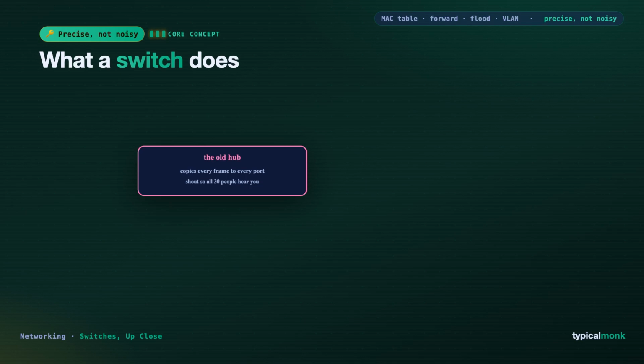And we will do it by contrast with the device it replaced. Long ago, local networks used a device called a hub. A hub was simple to the point of being dumb. Whenever a frame arrived on any port, it copied that frame out of every other port. Everyone received everything, whether it was meant for them or not. Imagine a room where, to speak to one person, you had to shout so all 30 people heard you. It worked, but it was noisy, wasteful, and it did not scale. Every message collided with every other.